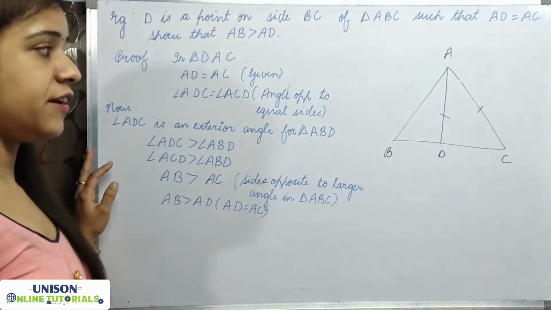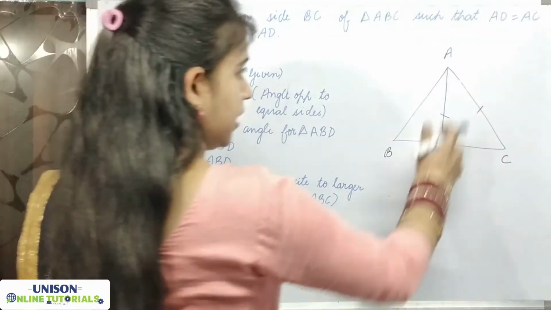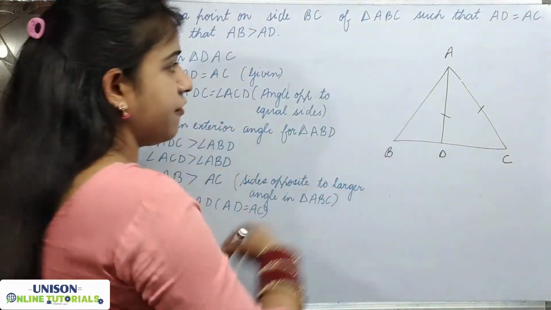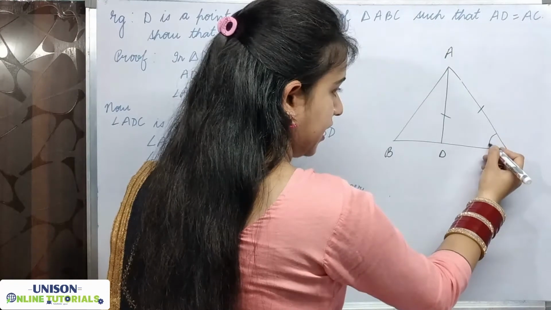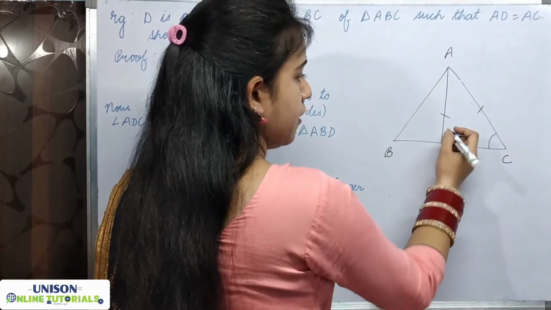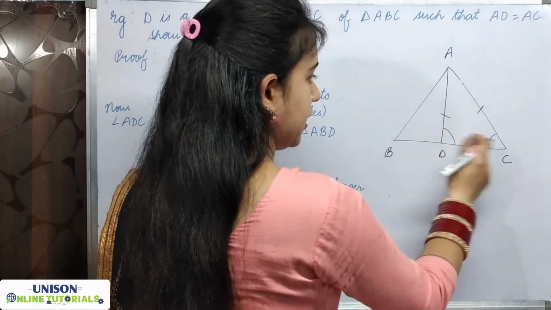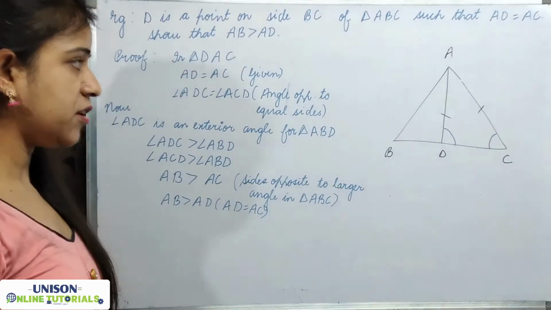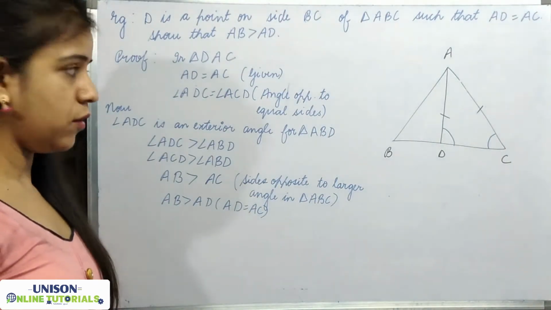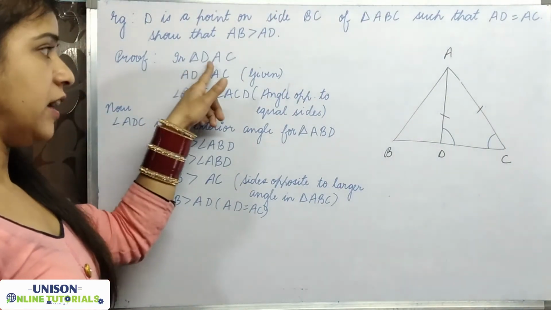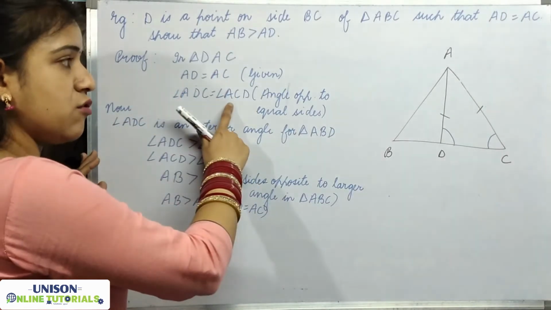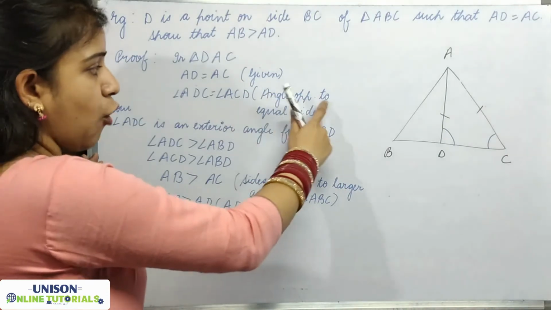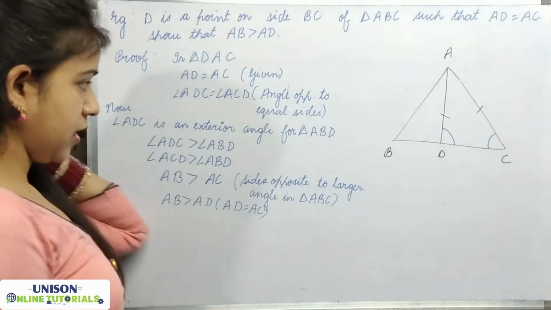So first of all, in triangle DAC, if AD equals AC, that means angle ACD will be equal to angle ADC. Angles opposite to equal sides will be equal. So in triangle DAC, if AD equals AC, then angle ADC equals angle ACD. Angles opposite to equal sides are equal.